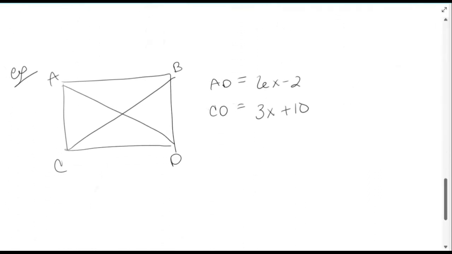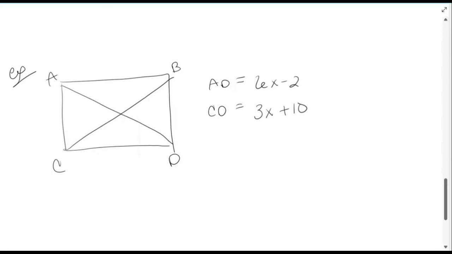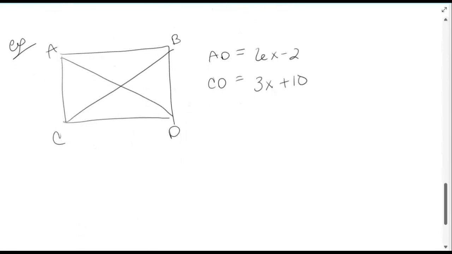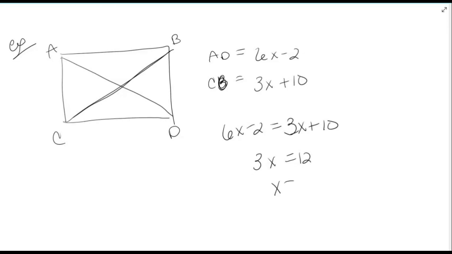Then you're going to have a problem type with rectangles, where we learned that rectangles have diagonals that are congruent. So when they give you two values for the diagonals, we know that they have to be set equal to each other in order to solve. So if I wanted to solve for these diagonals, I know that AD is 6x minus 2, and that has to be congruent to this, should be CB, which is 3x plus 10. And if I solve, I get 3x equals 12 and x equals 4.